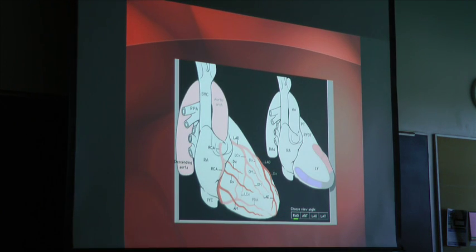So the coronary artery is the first one to branch off? Yes, there's a left coronary artery that branches off, and then the right coronary artery branches off. So there's actually one, two.